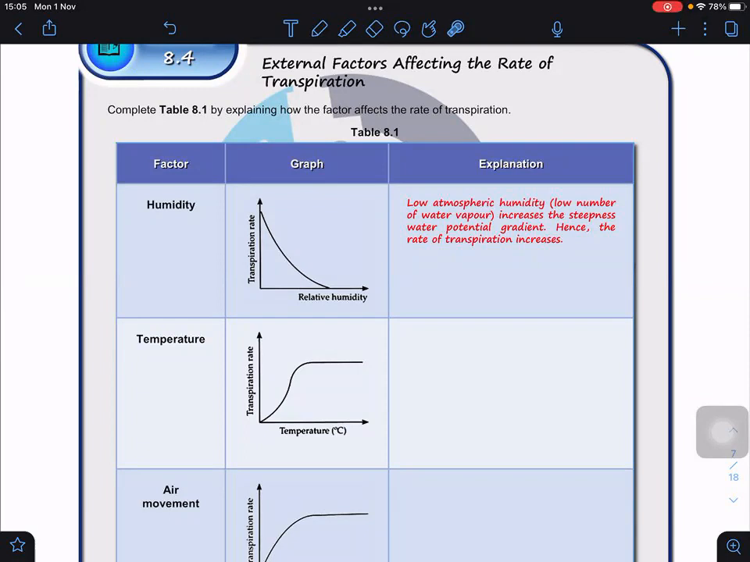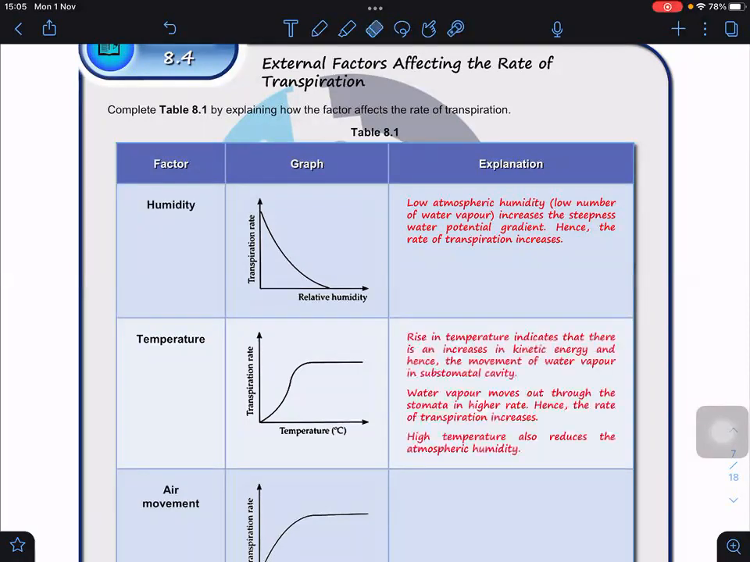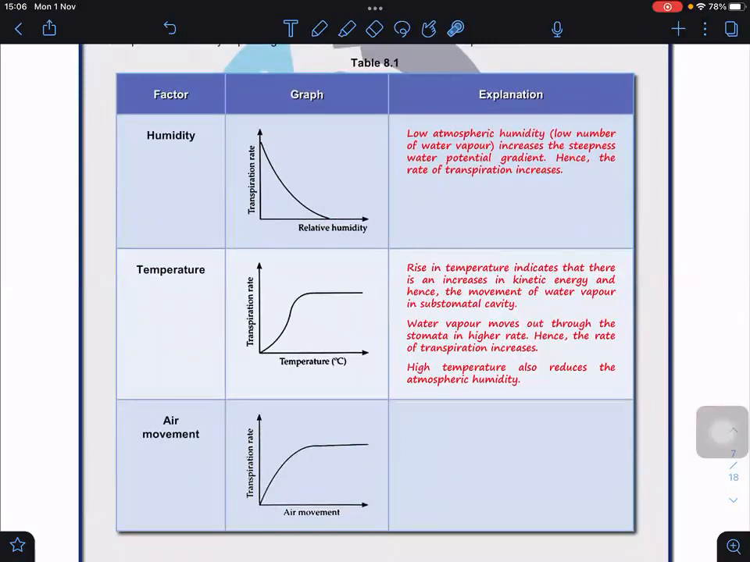When you increase the temperature by a heating process, direct heating from the sun, the kinetic energy gained by the particles, or this water vapor, is high. So you can see that an increase in temperature indicates an increase in the kinetic energy. Therefore, the movement of water vapor in the substomatal cavity will be high, and water vapor moves out at higher rates. So the rate of transpiration also increases. Generally, high temperature also reduces the atmospheric humidity. Now don't worry about the plateau here. I will explain it later.